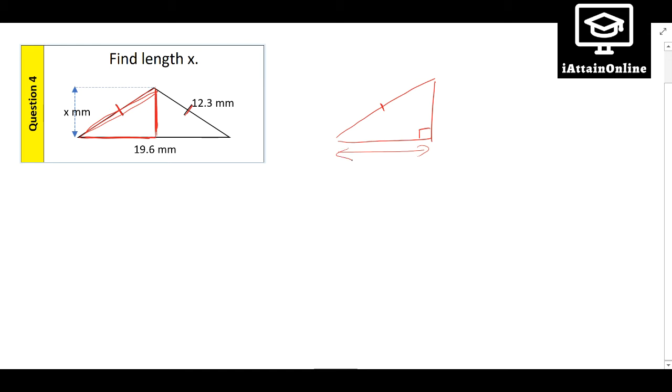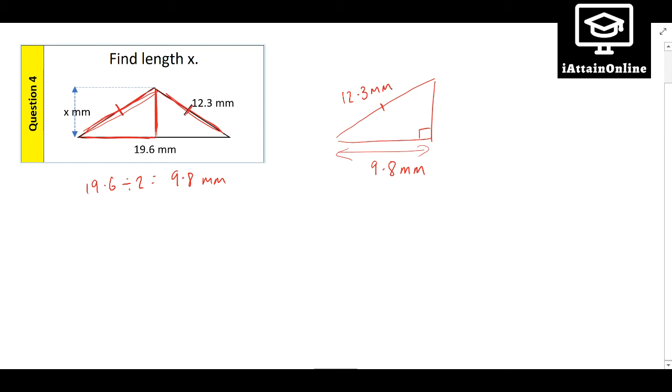This only works because it is an isosceles triangle. So this length here is actually 9.8 millimeters, just 19.6 divided by 2. In fact, let's write that down. Gives you 9.8 millimeters. Because the whole triangle in the question is an isosceles triangle, this length and this length are exactly the same. Therefore, this is 12.3 millimeters.